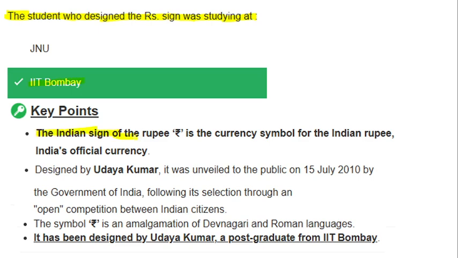The Indian sign of the rupee is the currency symbol for the Indian rupee, India's official currency. Designed by Uday Kumar, it was unveiled to the public on 15th July 2010 by the Government of India, following its selection through an open competition between Indian citizens. The symbol of the rupee is an amalgamation of Devanagari and Roman scripts. It has been designed by Uday Kumar, a postgraduate from IIT Bombay.